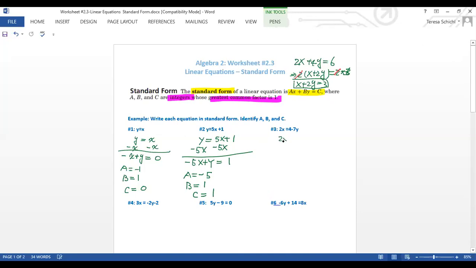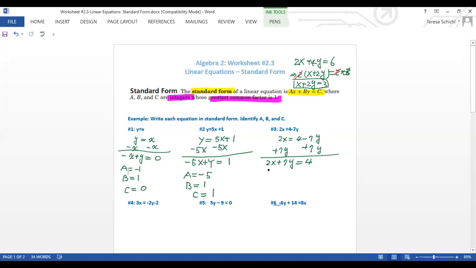So this is 2x equal to 4 minus 7y. I need to put the x and the y on one side, right? So I need to move y. I need to add 7y. So this is 2x plus 7y is equal to 4. Okay, so this is the standard form.